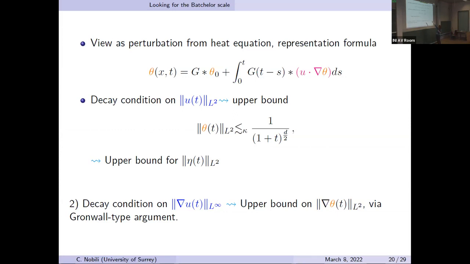Until here nothing particular is delicate, but then you see that in order to find an upper bound on theta, and why do we need an upper bound on the L2 norm of theta? Because at some point we have to quantify the L2 norm of the difference, and clearly these two are related. Nevertheless, we had to put some condition on this velocity field in L2 in order to find a decay bound on theta in L2.